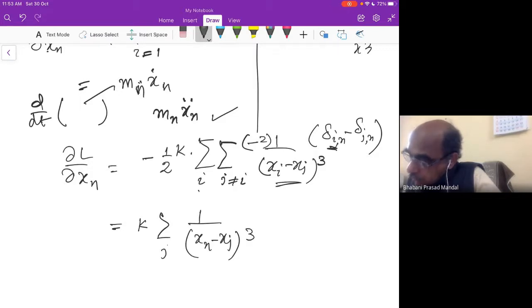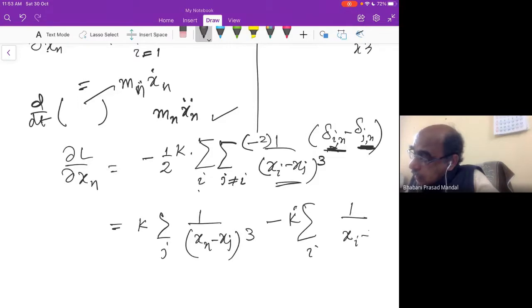sum over j. Okay, first term, this term. Second term will be a minus, sum over k will be there, sum over, now i will be there, the j sum will go away because j has to take the specific value n. So j will take specific value n. So it will be 1 over (x_i minus x_n) whole cube.